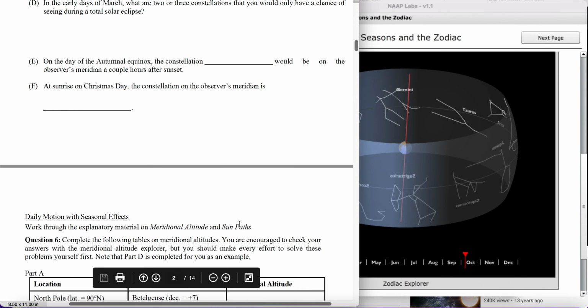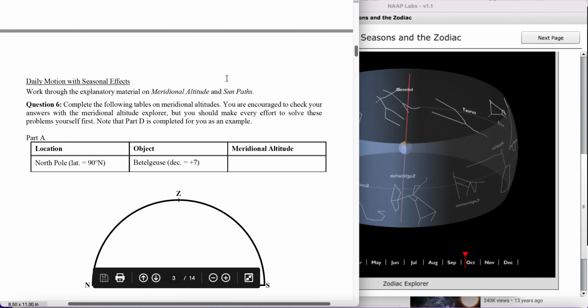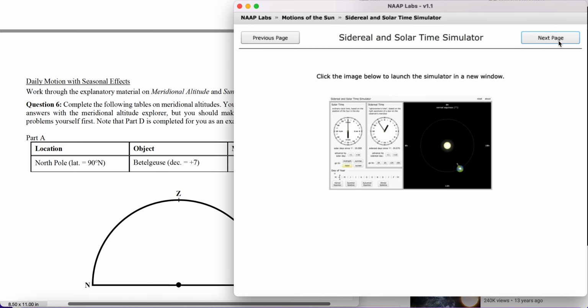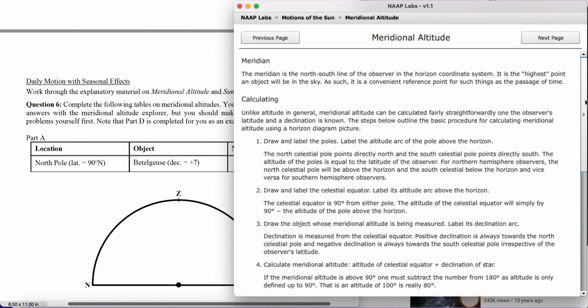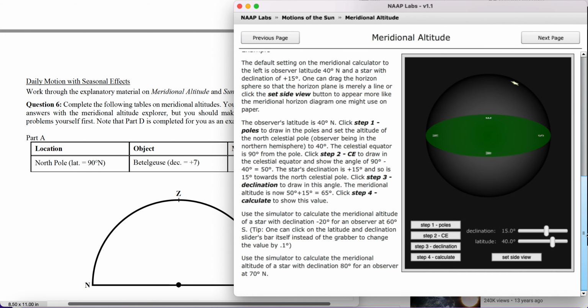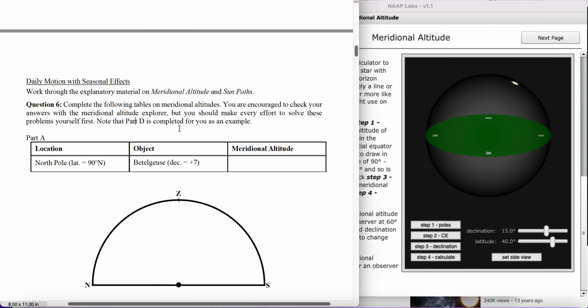All right, so then we're going to move on and talk about the meridional altitude and sun paths, okay? So this calls us to look at the explanatory material, which I had mentioned briefly over here, all right? So this is going to use this information here, and it's going to ask you to consider some particular locations on Earth. Okay, so let's take a look at the first one here.